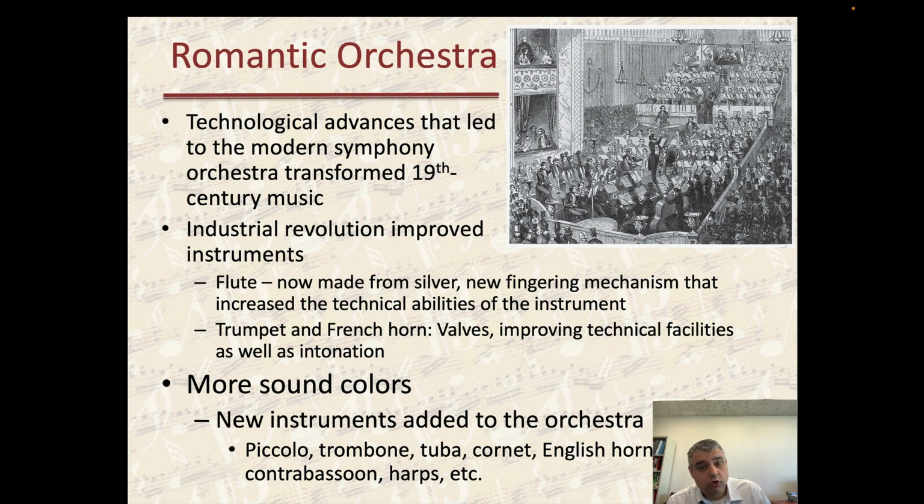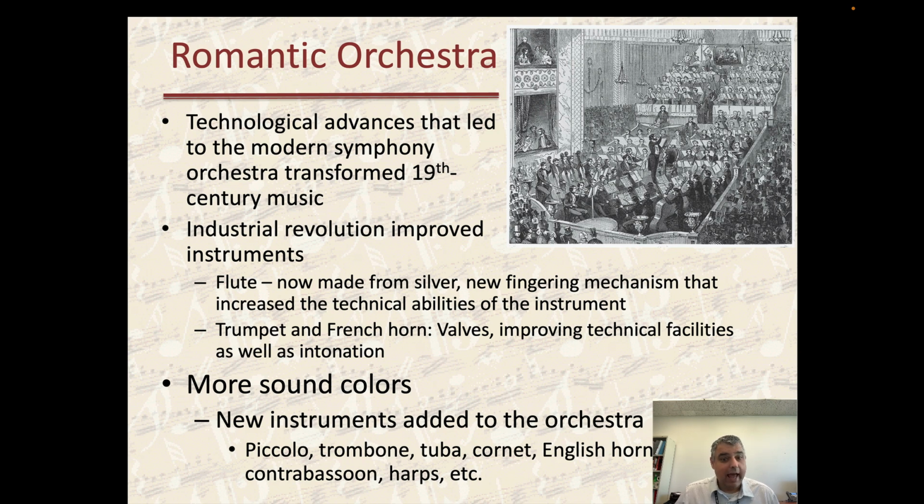We'll also see new instruments added to the orchestra. We're going to see new standard instruments, such as the piccolo, which is like a smaller flute and the highest playing instrument in the orchestra. The trombone, tuba, and cornet are added to the brass section. The English horn and the contrabassoon are added in the woodwinds. Now we have the bassoon, and the contrabassoon is probably the lowest instrument of the orchestra.